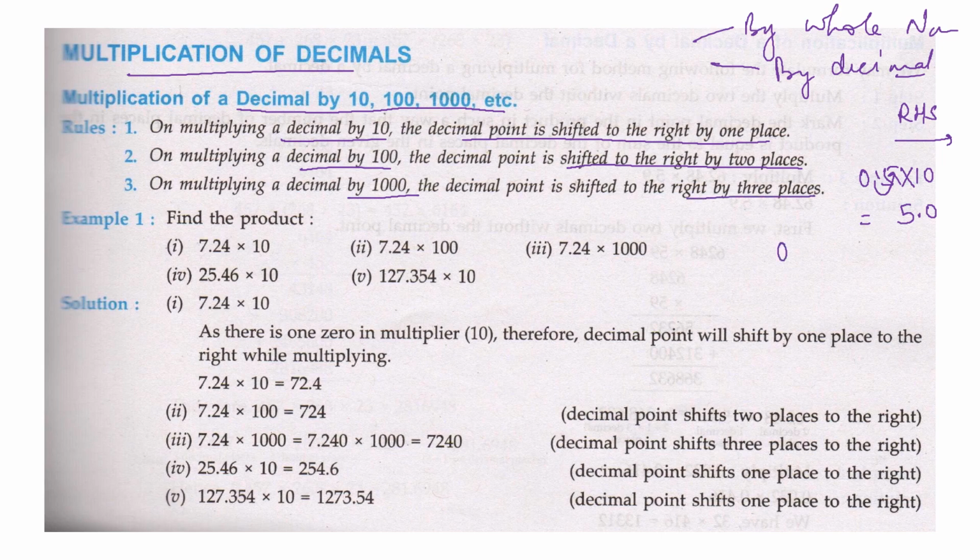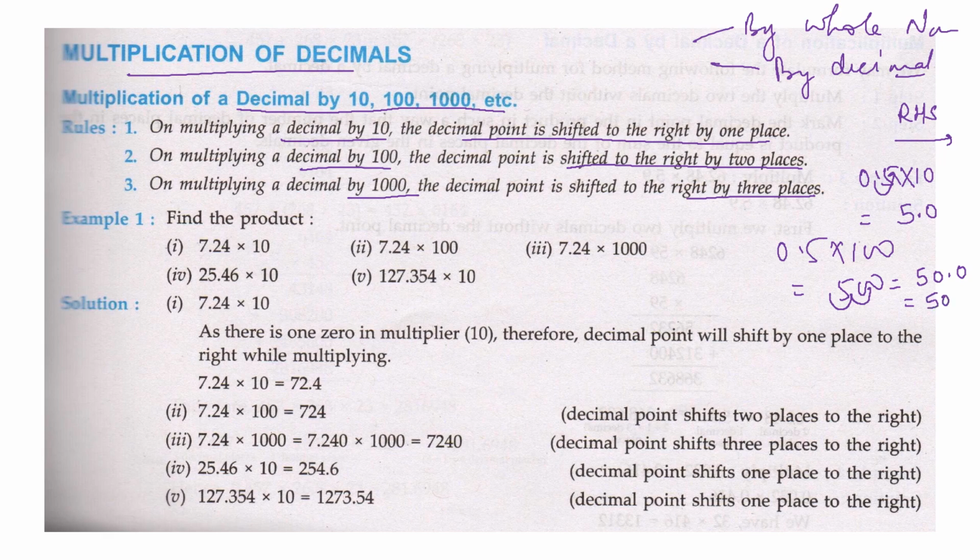So if it is 0.5 into 100, then what? 5 into 100 is 500. And then how many decimal places will it shift? It will shift two places. The decimal was here, so one place, two places. So the answer will be 50.0, which will be 50.